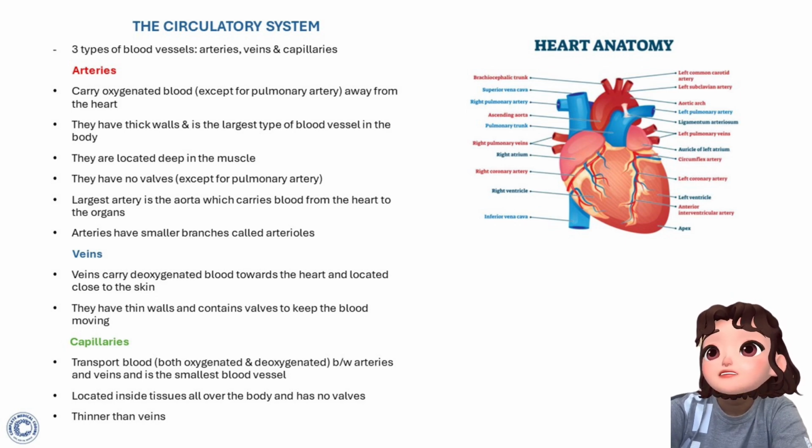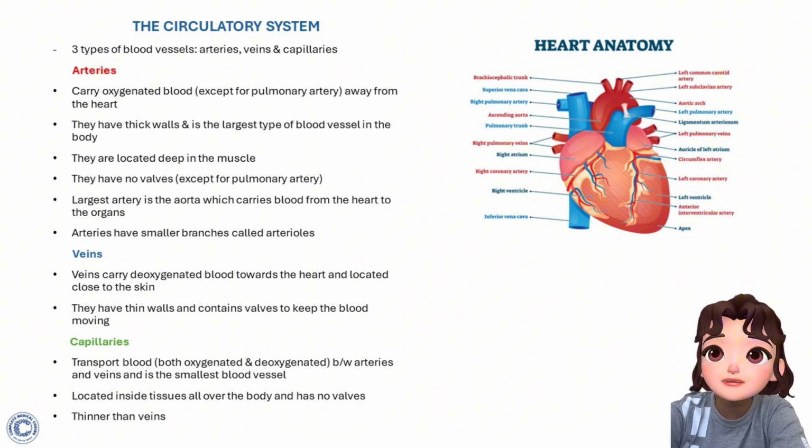Arteries have thick walls, and they are the largest type of blood vessel in the body. Among the three blood vessels, arteries are the largest. They are located deep inside the muscle. They have no valves except for the pulmonary artery.